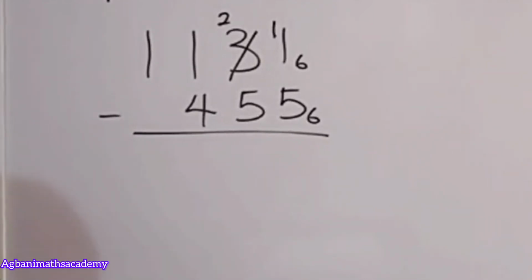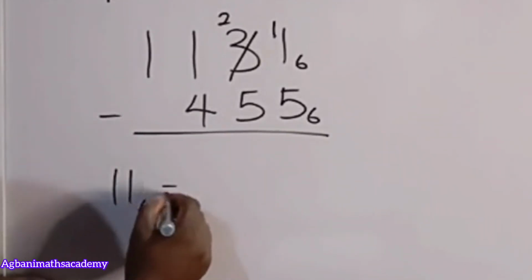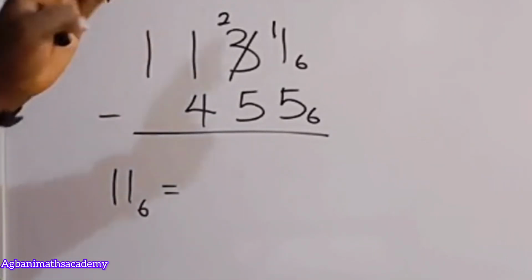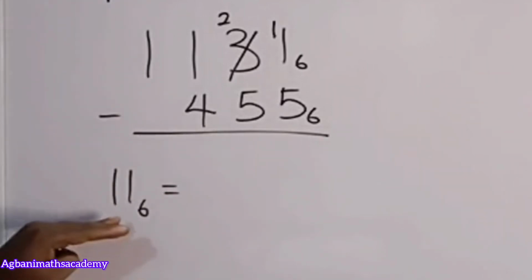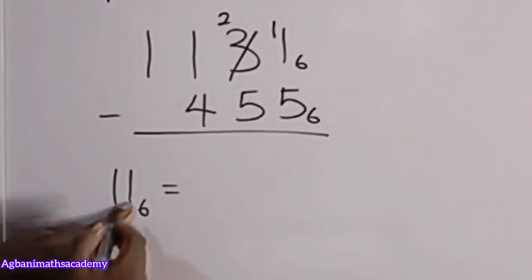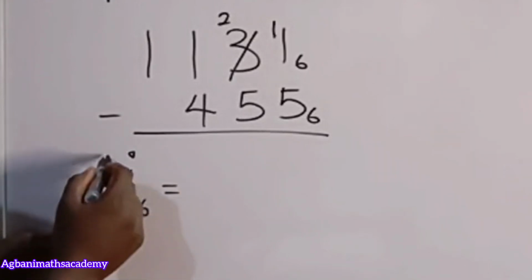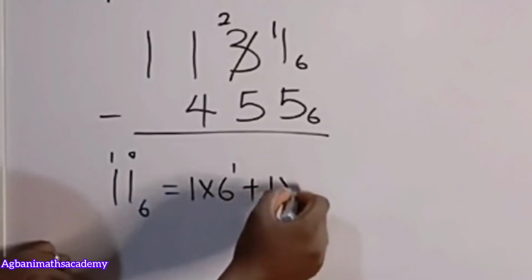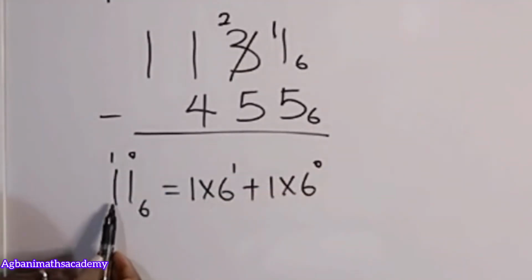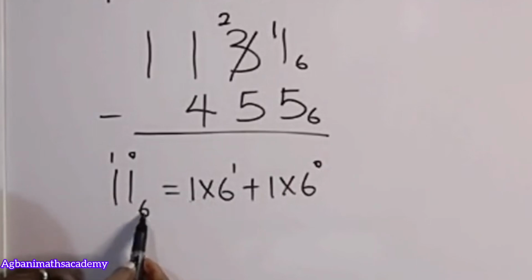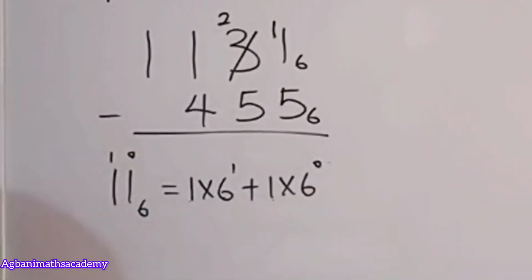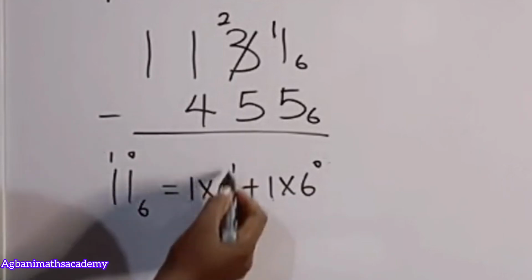Let's do that. If you go through the lessons I've taught previously on how to convert numbers from other bases to base 10, this is the process we use. Above the first digit we have 0, above the second we have 1. So 11 base 6 is the same as 1 times 6 to the power of 1 plus 1 times 6 to the power of 0.